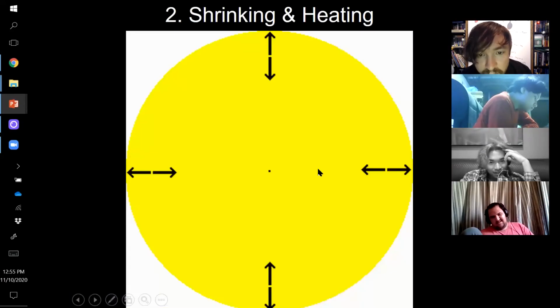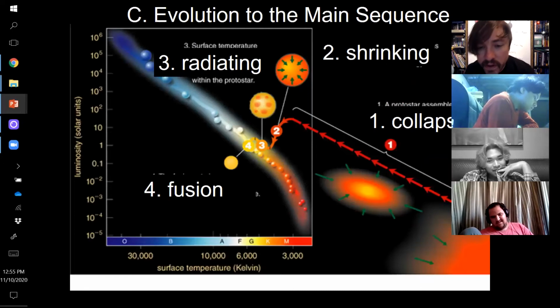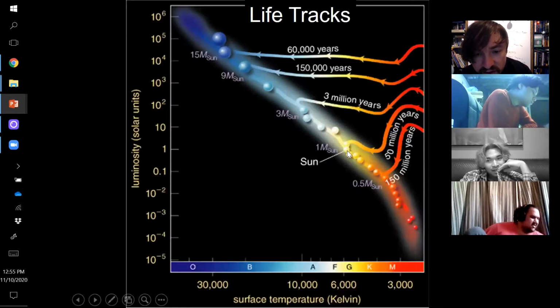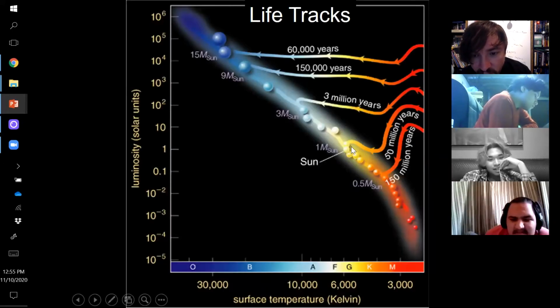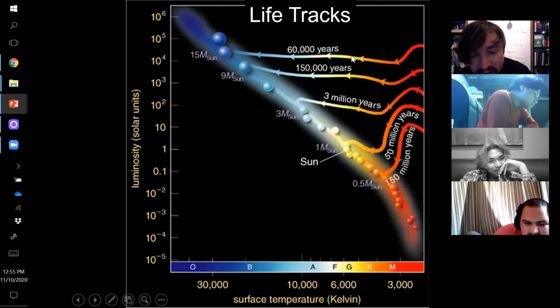Except, guess what? This is my last point. Not all stars do it the same way. The bigger the star, the more massive the star, the faster they form. So, whereas a star like our sun might form in 100 million years, these big fat O stars only take 10,000 to 100,000 years to form.